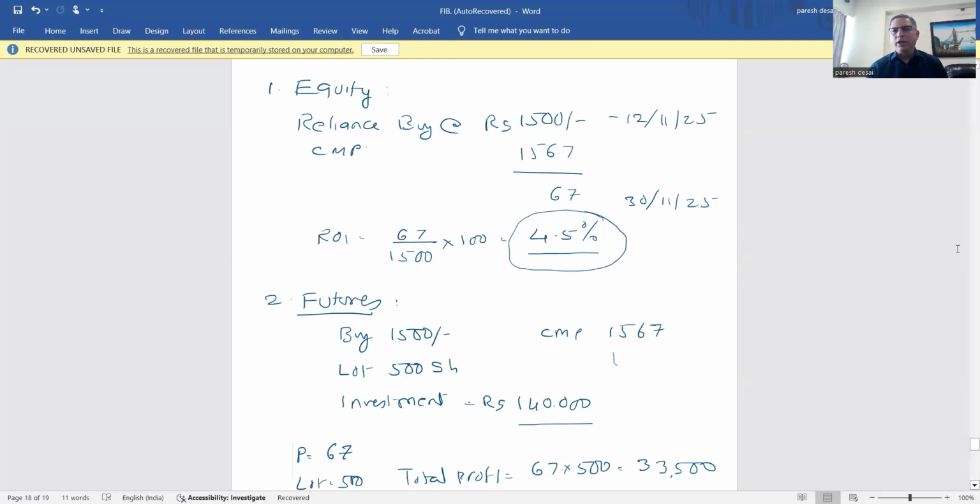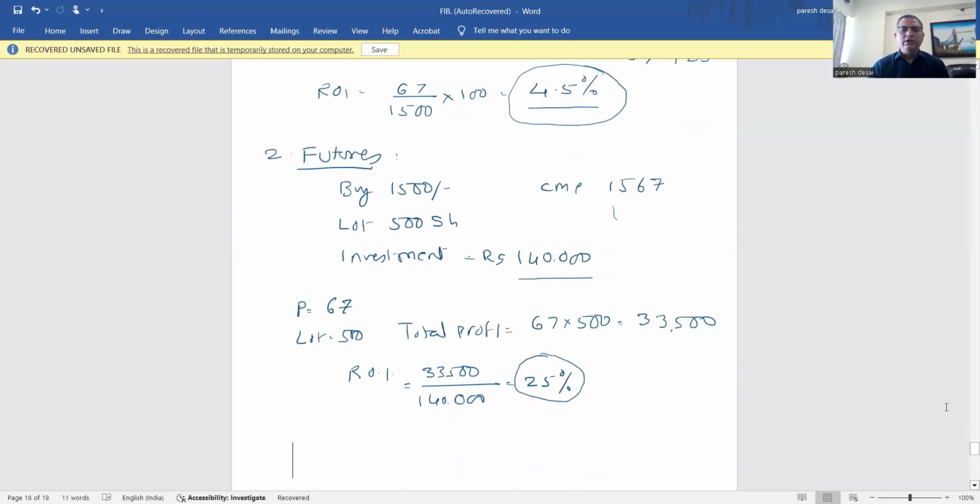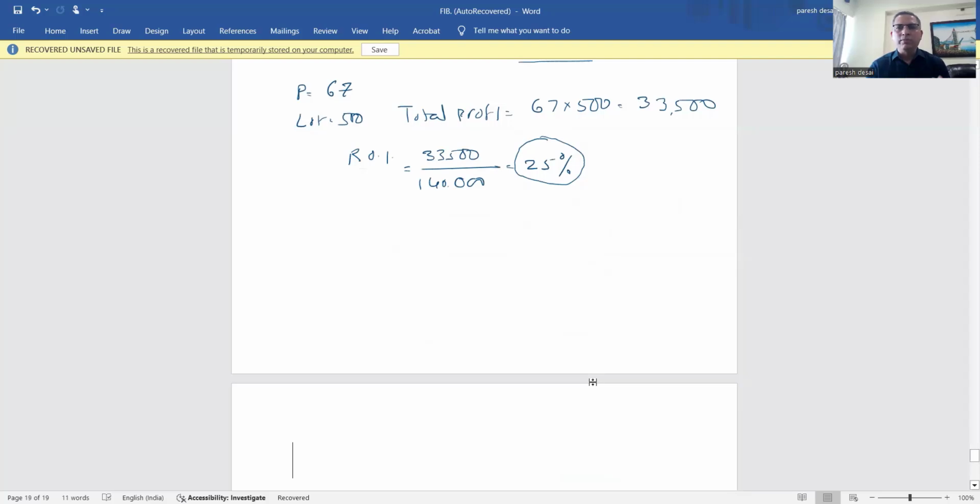So I'm taking the current expiry, and in the current expiry, you got ROI as follows. If you bought the futures contract at 1500, you're not buying equity, you're buying a futures contract at 1500. And once you buy at 1500, till date, the current market price is around 1567. Your profit was 67 rupees. Lot size is 500. Total profit is 33,500. Your investment is just 1,40,000. So your ROI comes to 25%.